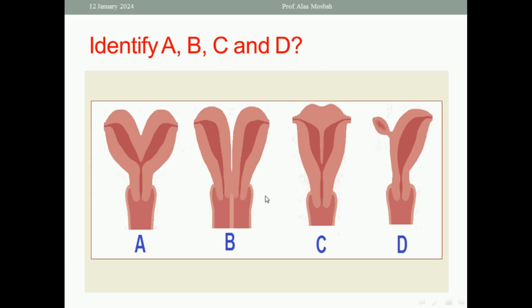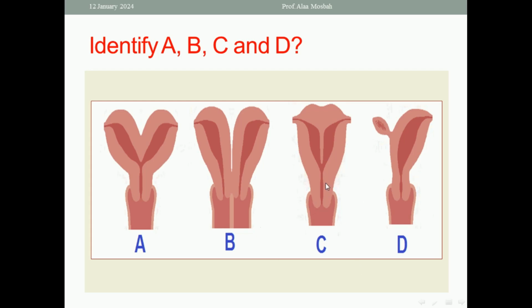What about B? B is uterine didelphys. Each Mullerian duct developed separately, so you will find two uterus, two cervix, two vagina. This is called uterus didelphys. Another anomaly of the development of the Mullerian ducts.